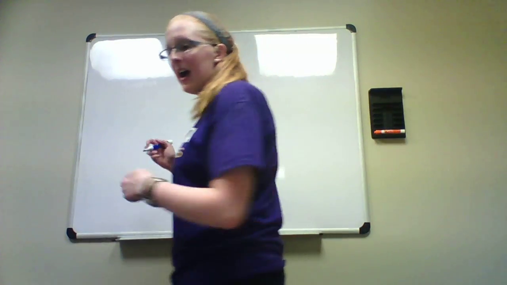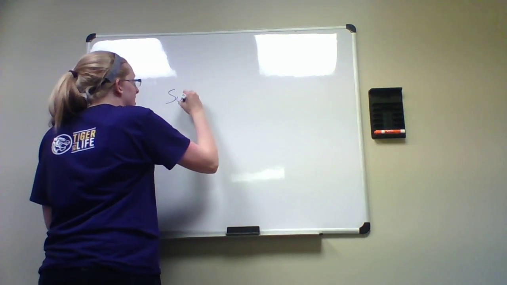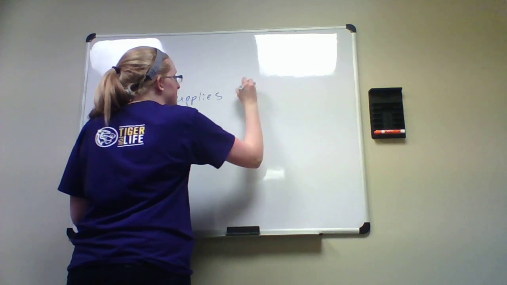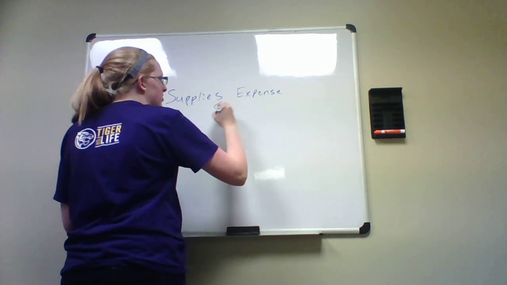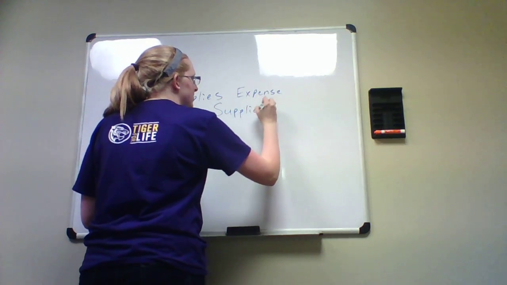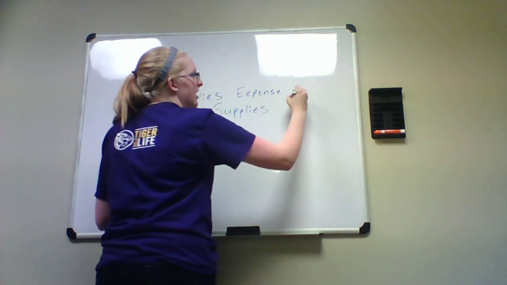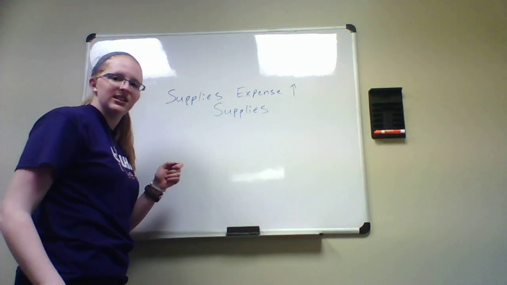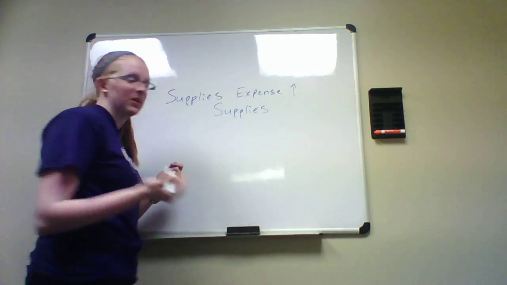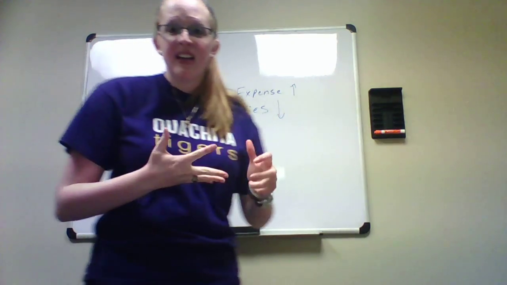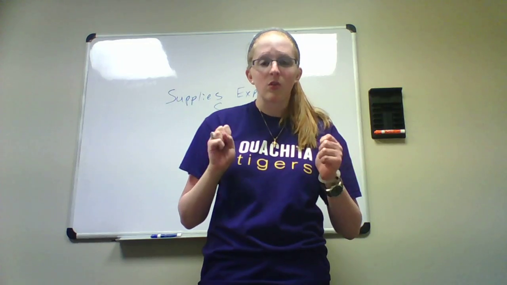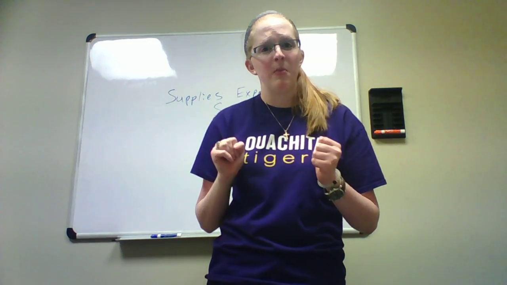So for an example like this, you would have supplies expense as your debit, and you would credit supplies. You're incurring a supplies expense, which is increasing, and because you're using the supplies, the supplies are decreasing. Adjusting entries deal like that with asset accounts. So that would be part 1, for $2,000.